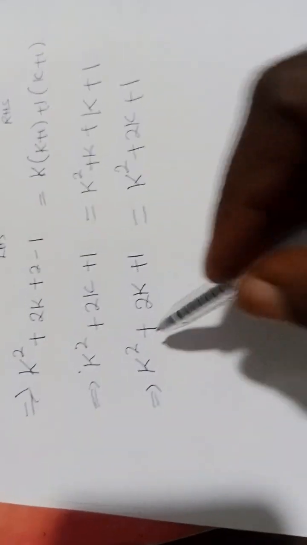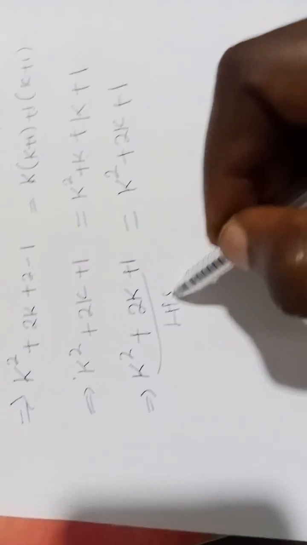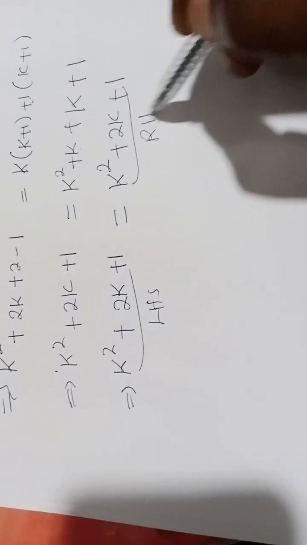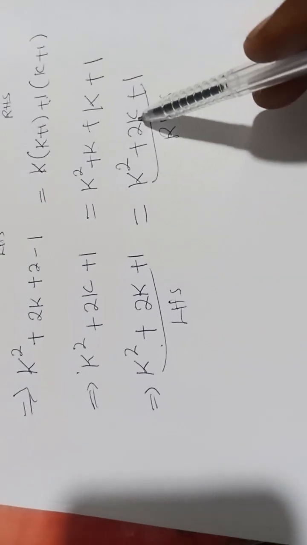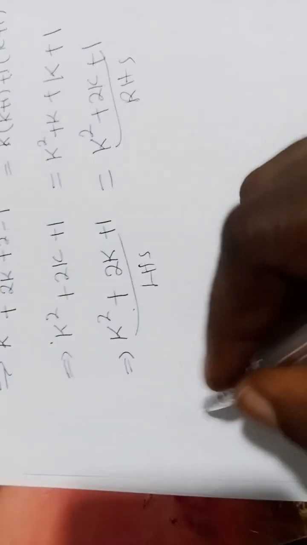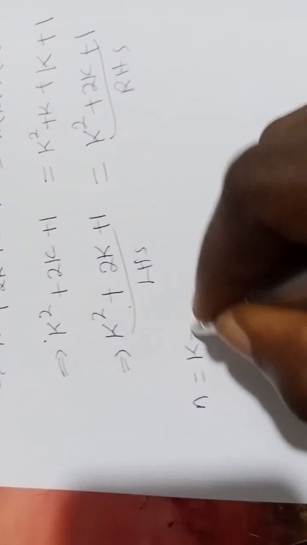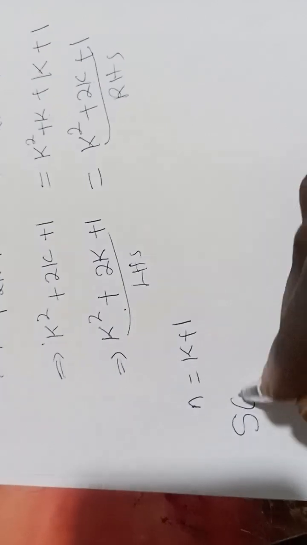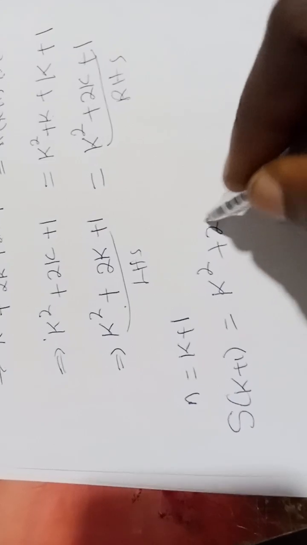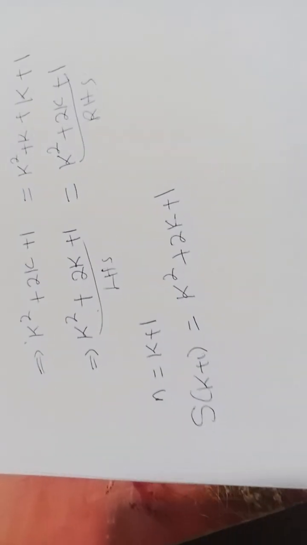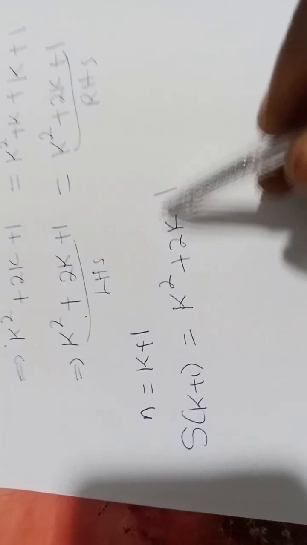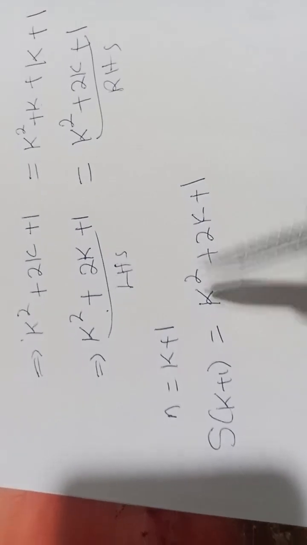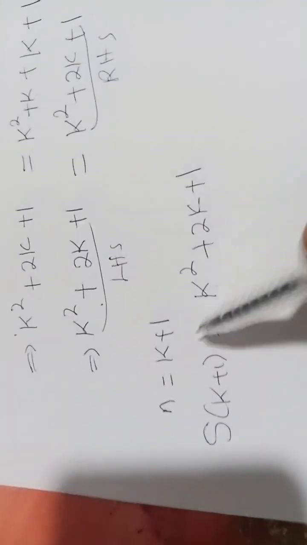Now, let's take a look at the left hand side. Compare it with the right hand side. Are the terms the same? We have k squared, 2k, 2k, 1 and 1. So this shows that when n is equal to k plus 1, Sk plus 1 is going to be k squared plus 2k plus 1. And this also proves that if the value of k is known and you substitute, you get the exact number that will be at this point.